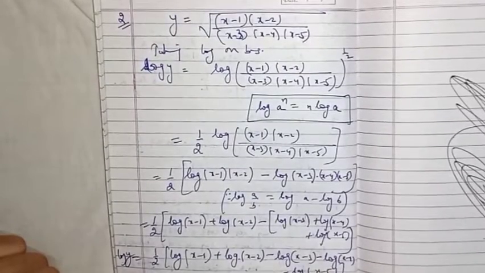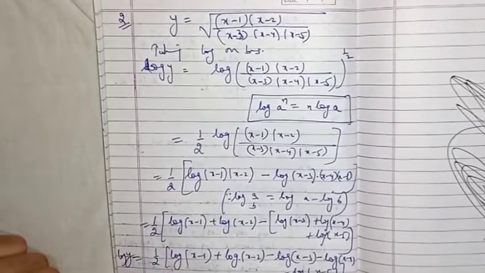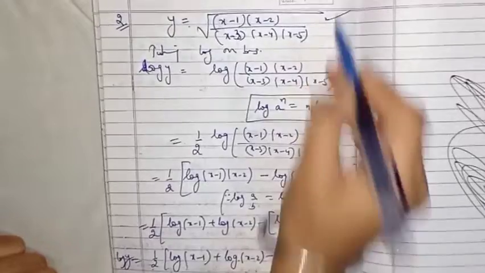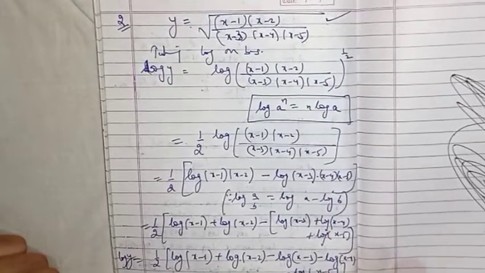In the last step, multiply this y on this side and put the value of y from the given question, right? Then it will be my answer.